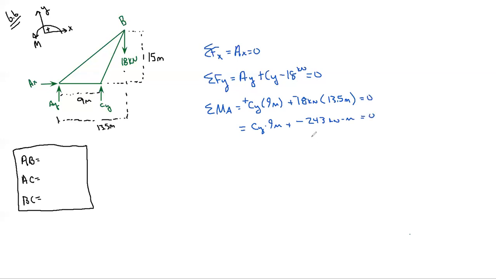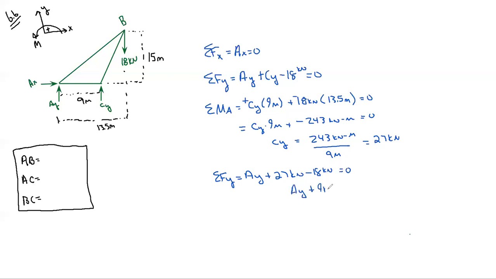Add 243 kilonewton meters to both sides and divide both sides by 9 meters. We get that the force at CY is 27 kilonewtons. Then that allows us to go back into summation of force in the y direction. AY plus 27 kilonewtons minus 18 kilonewtons equal to 0. AY plus 9 kilonewtons equal to 0. Subtract 9 kilonewtons from both sides. We get that AY is equal to negative 9 kilonewtons.